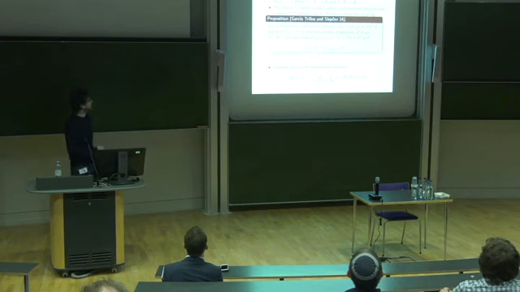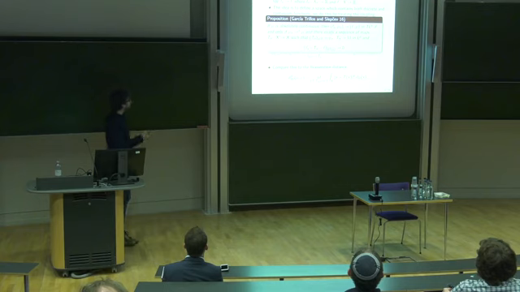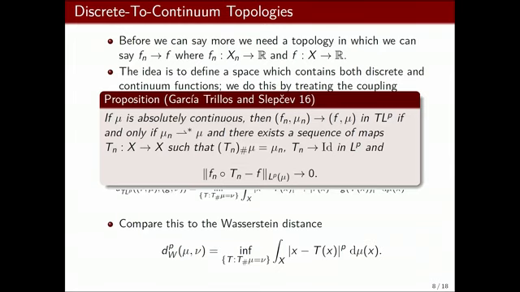In terms of actually how we implement this, it's in terms of this proposition. If we assume that mu is absolutely continuous, then Fn mu n converging to F mu in TLP is equivalent to saying that mu n converges weak star to mu. In our context, this mu n is going to be an empirical measure, which with probability 1 will converge weak star. And it's also equivalent to saying that there exists a sequence of transport maps Tn going from X to X, such that Tn pushes forward mu to mu n, and Tn is converging to identity in LP, and that Fn composed with Tn is converging to F in LP.